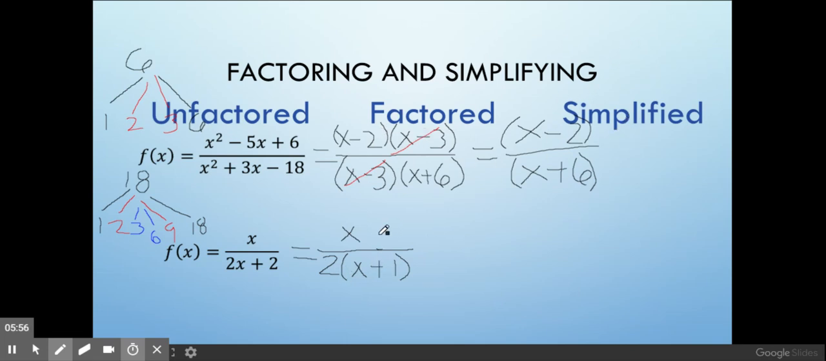So sometimes your factored is your simplified equation. So you can have your factored be your simplified if nothing cancels out. So it is possible that once you factor, if there's nothing to be simplified, now this is your factored and your simplified equation.